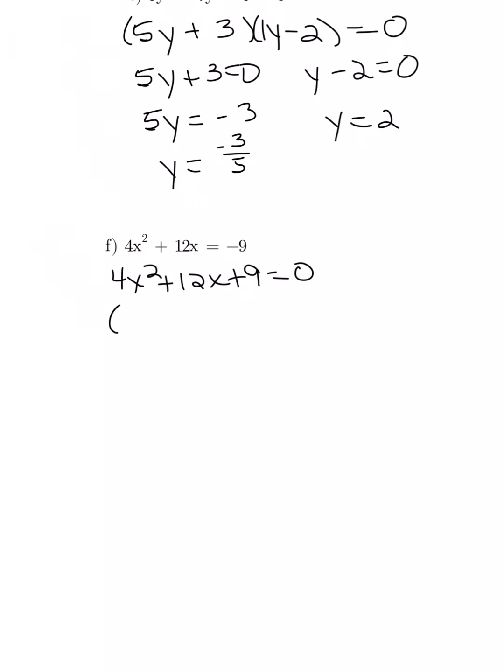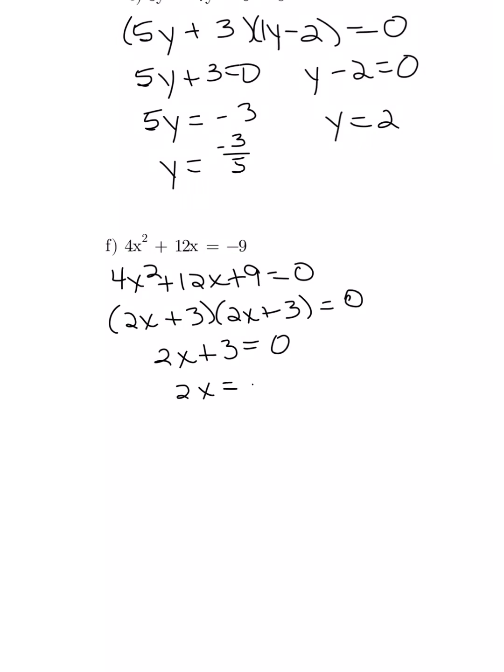This will factor into 2x plus 3 times 2x plus 3. Remember earlier we had a problem where the two factors were the same. When they are the same, you only have to write it down one time, 2x plus 3 equals 0, and solve it one time. Subtract your 3, you get 2x equals negative 3. Divide by 2, you get x equals negative 3 halves.